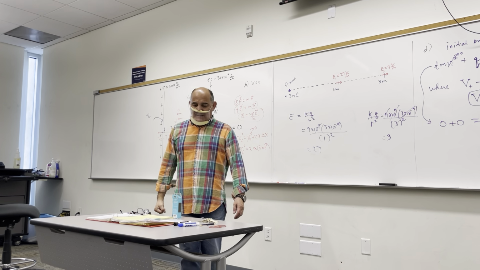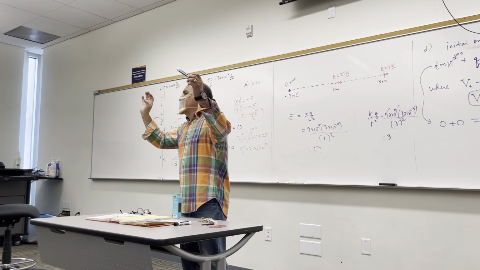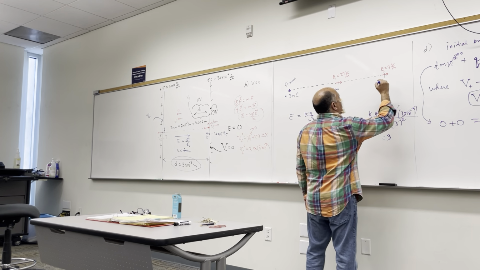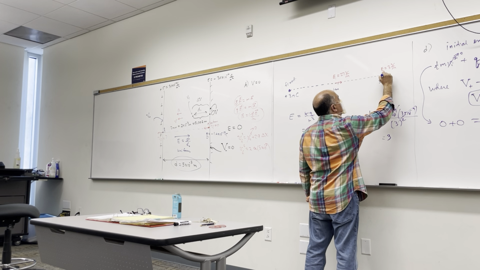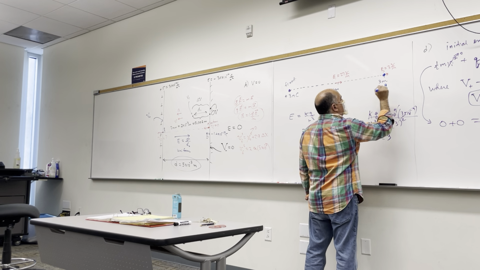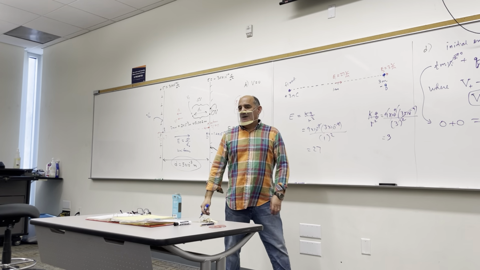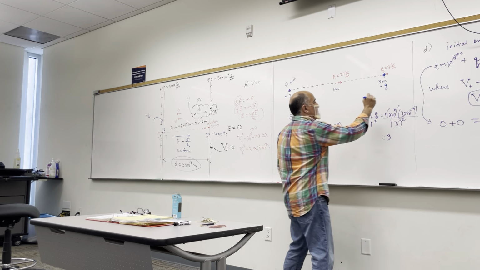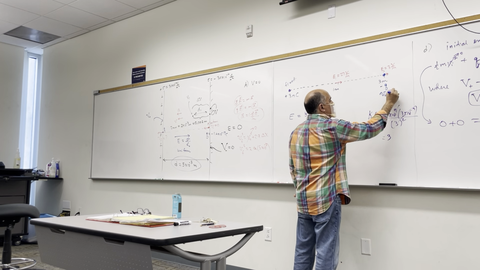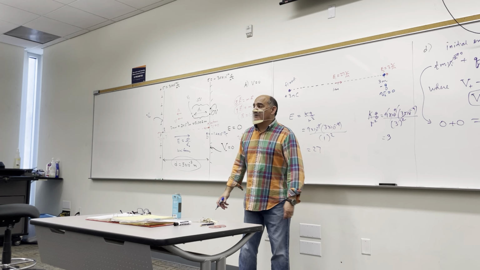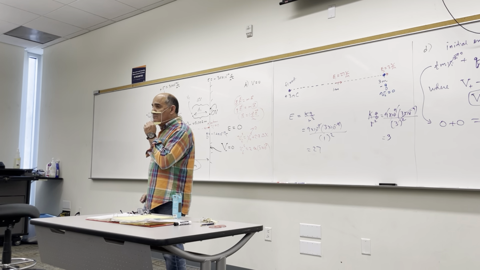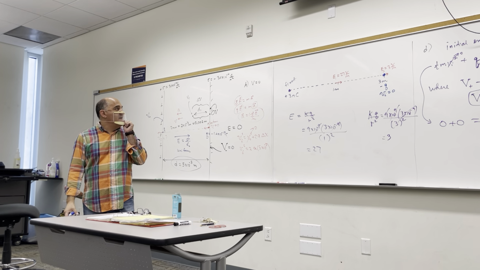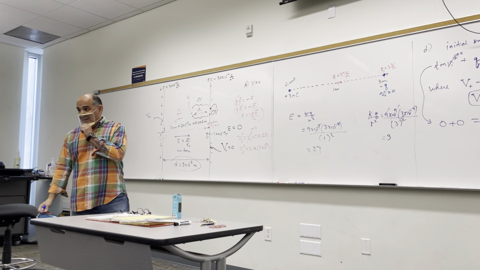Now I take an electron or a negative charge, right? And I put a negative charge over here, minus q. And I let go of it from rest. Which way is it going to go when I release it from rest? To the left, right?